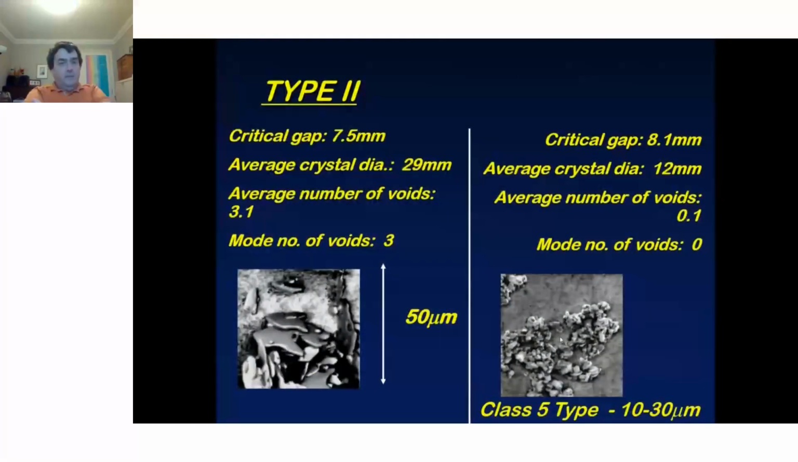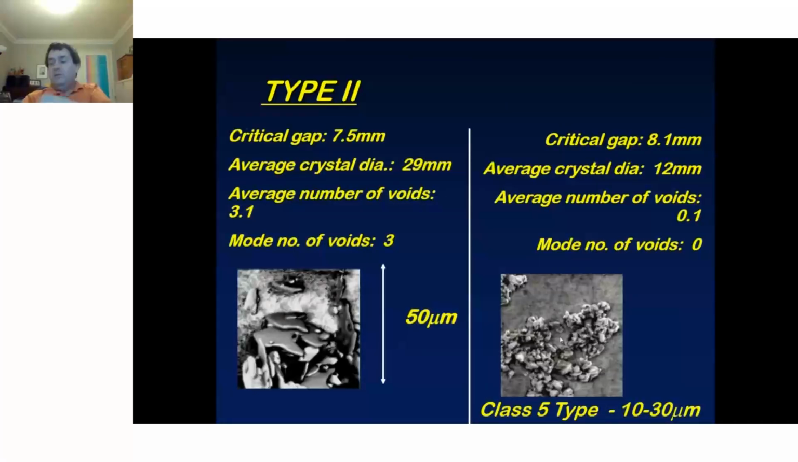Here we have type 2, just a slightly different production mechanism, with a much smaller crystal size. And again, average crystal diameter is 29 microns, not 29 millimeters. That's a font change. I will change that as well. Again, you see that the system with the smaller number of voids is actually more sensitive because it's not the voids, it's the surface defects that are controlling the reactivity.